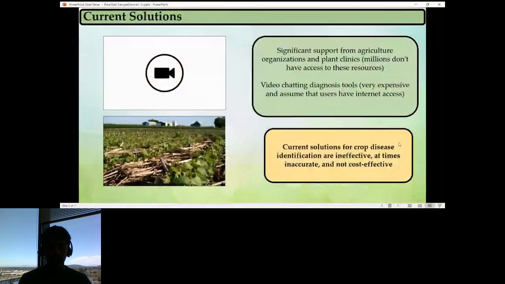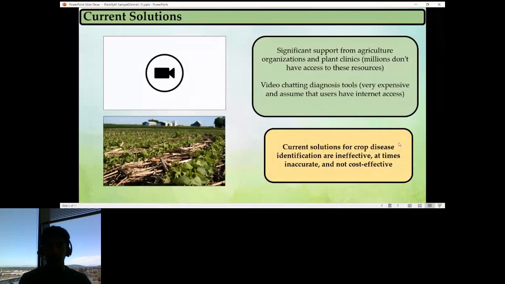So, current practices for crop disease identification are based upon significant support from agricultural organizations and local plant clinics. But millions around the world do not have access to these resources, especially farmers in developing and underdeveloped countries. More recently, internet-based video chatting diagnosis tools have appeared, but these tools do not consider that more than 40% of the world's population is lacking internet access. Current solutions for crop disease identification are ineffective, at times inaccurate, and not cost effective.